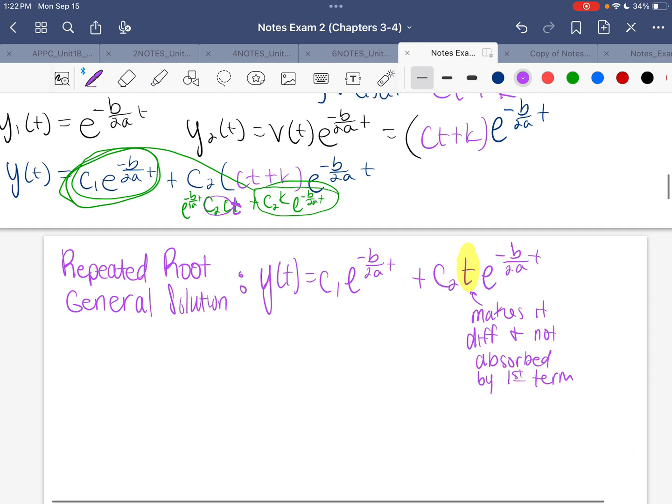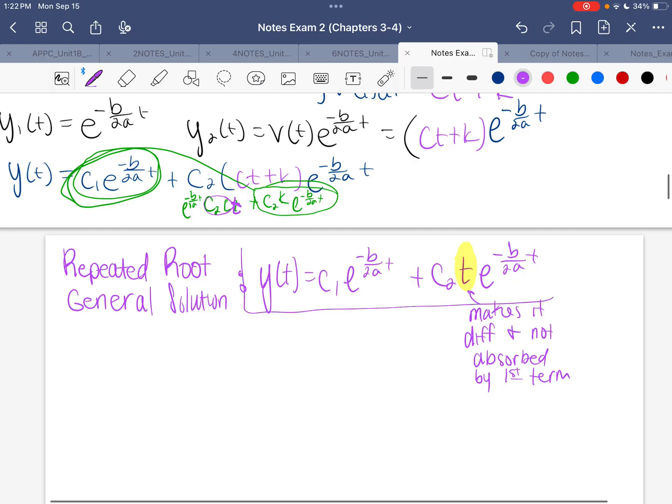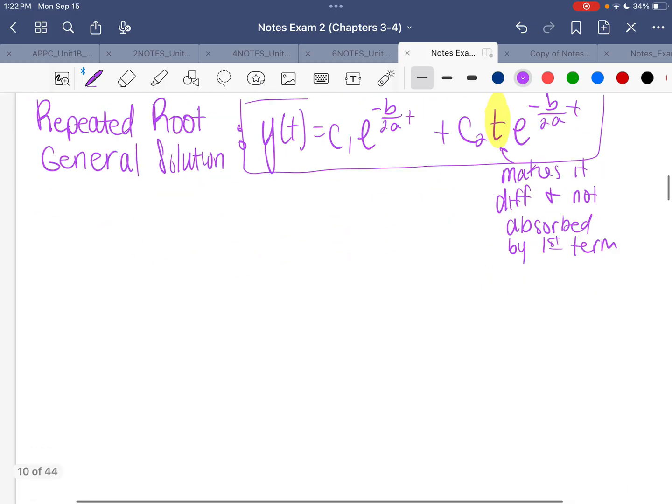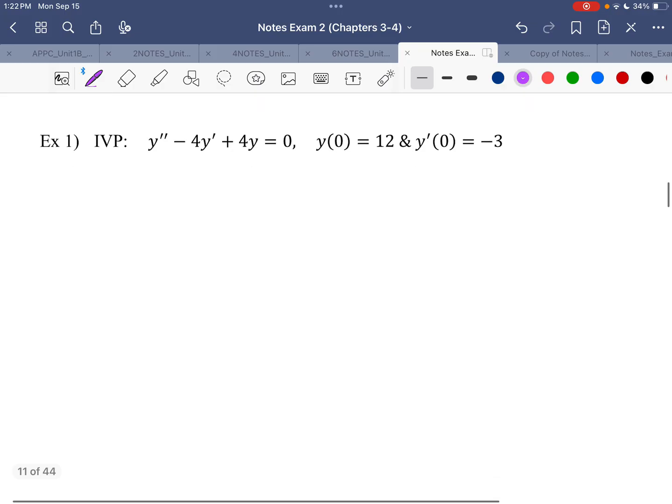So again, instead of doing the whole variation of parameters, reduction of order rather than variation of parameters, you can just multiply by t. So let's see that in action.